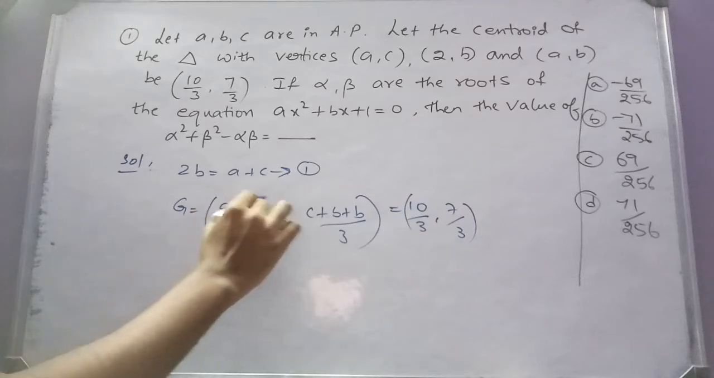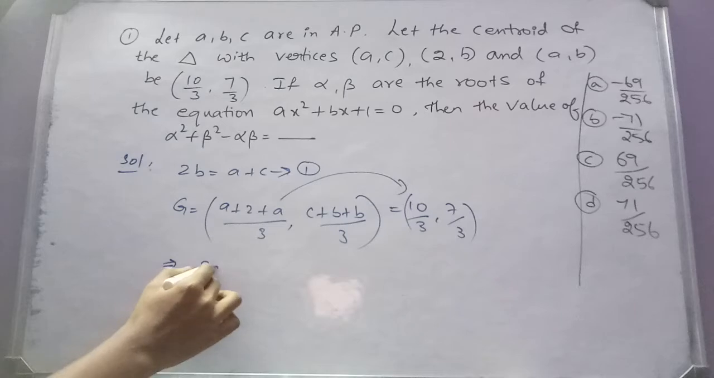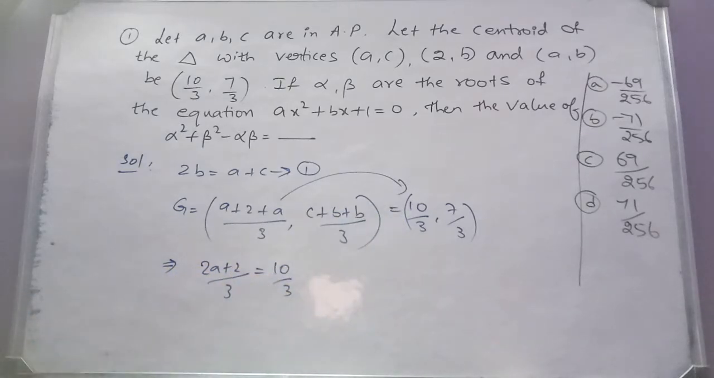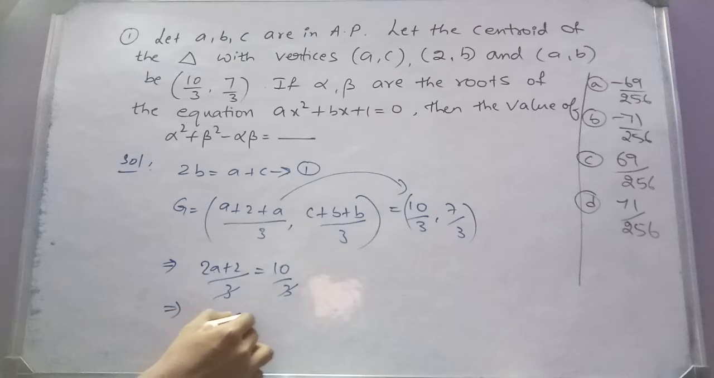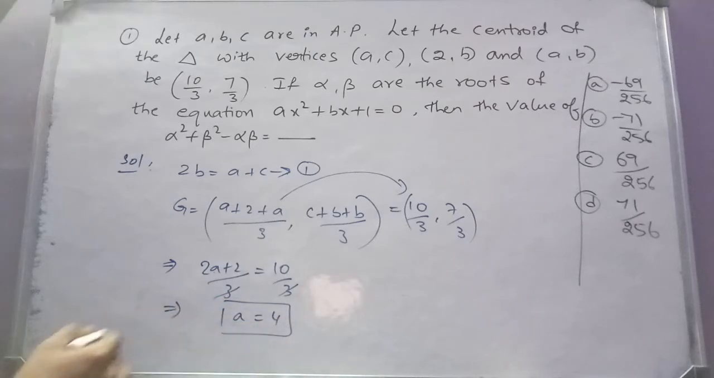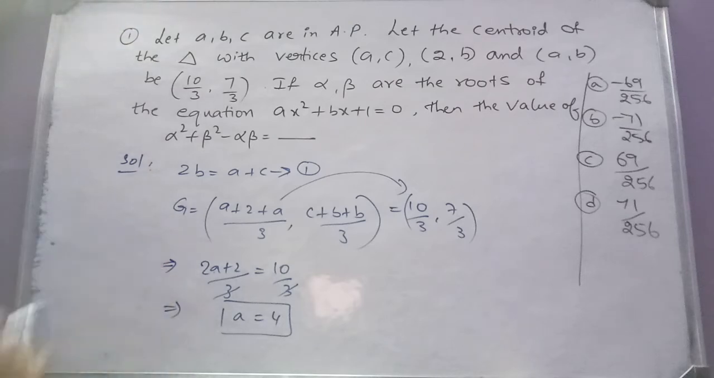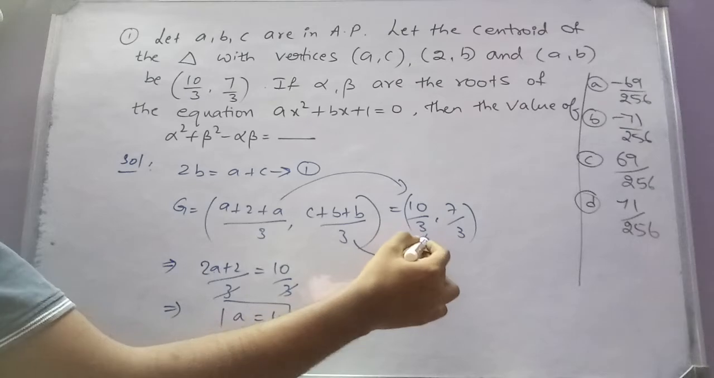So let us first equate the x coordinates, and if you do that, you'll get (2a plus 2)/3 equal to 10/3. The denominator will get cancelled, and if you solve for a, what do you get? 2a is equal to 8 and a is equal to 4. So I got a value. Next, let us equate the y coordinates.